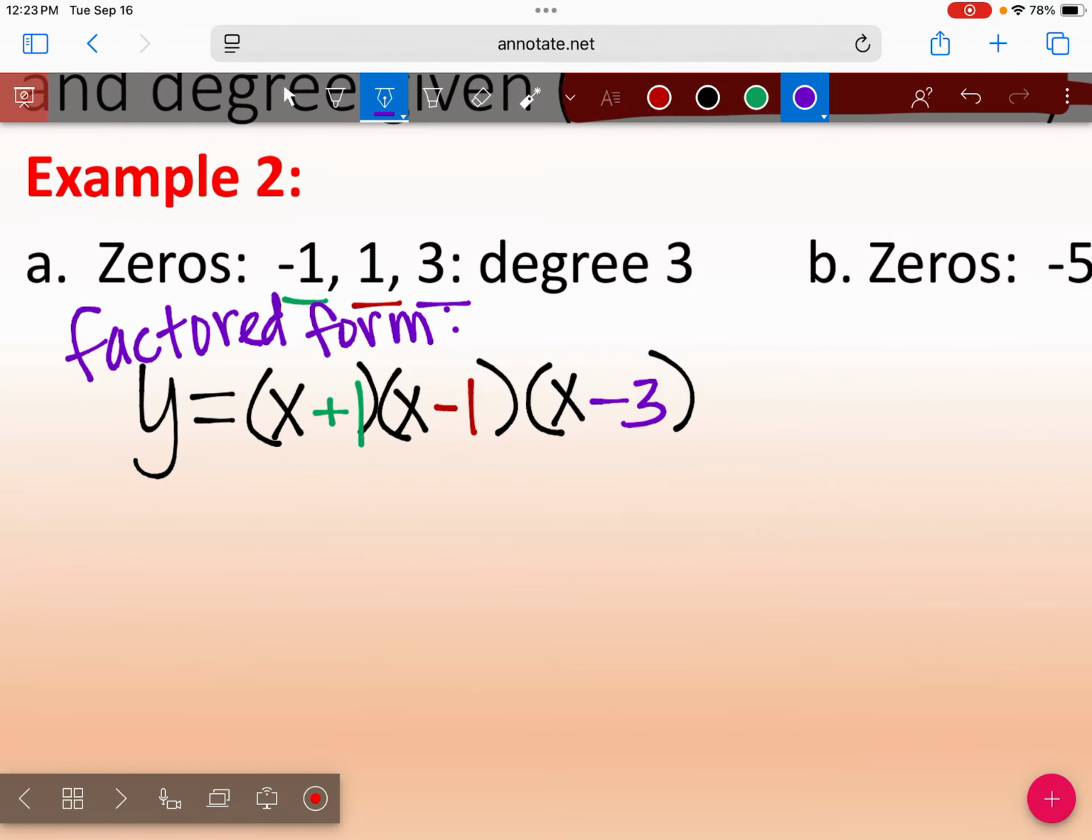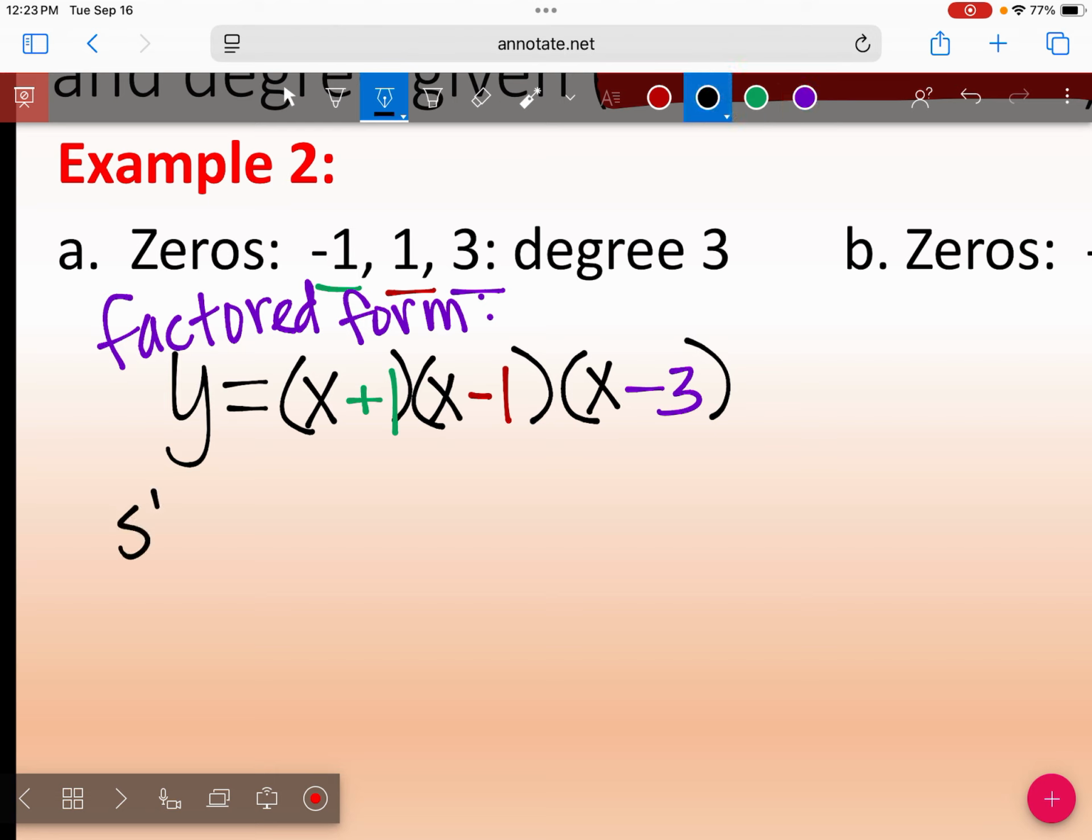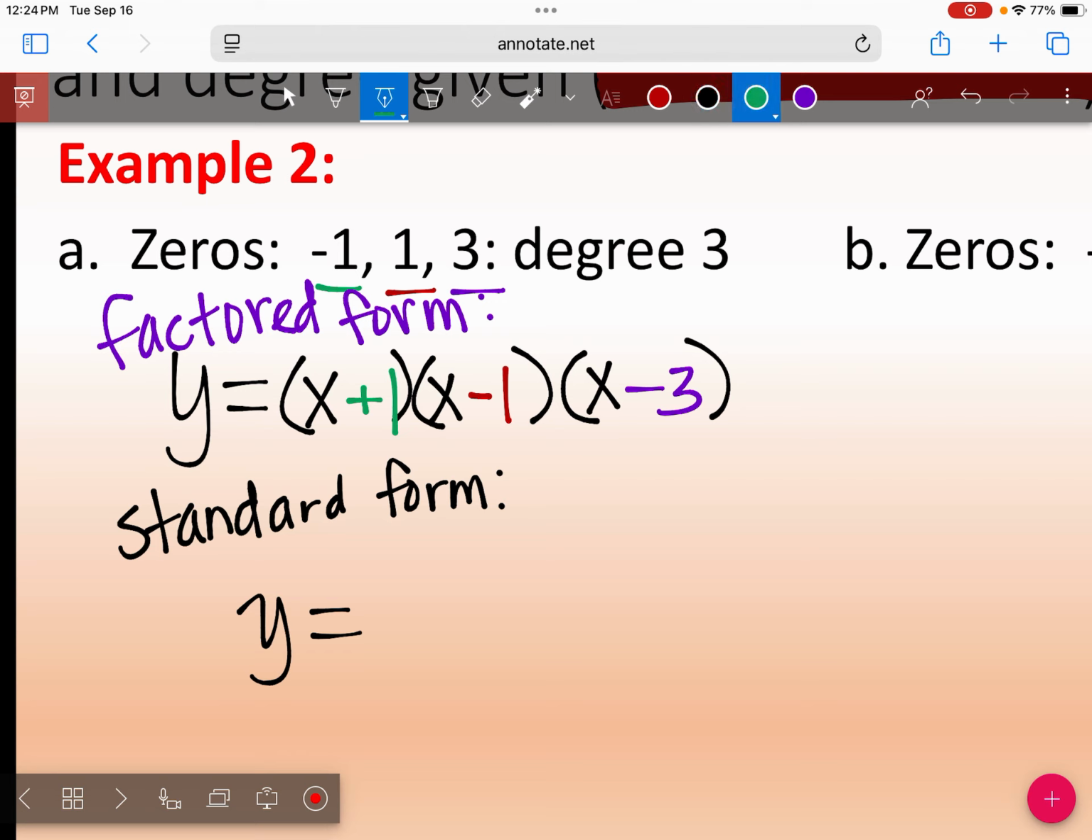So let's do our standard form. I see a shortcut that can save us some time. Does anybody recognize what that is? X plus 1, X minus 1. Difference of squares. That's what I wanted you to say. So this factor, if you multiply it, you get x squared minus 1.